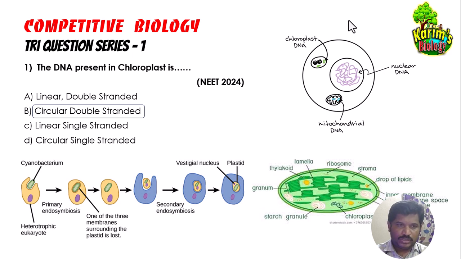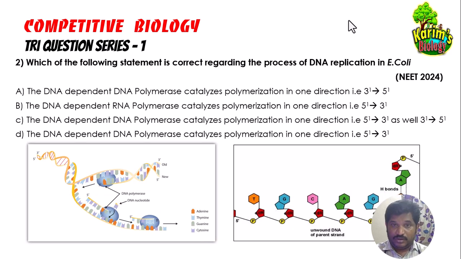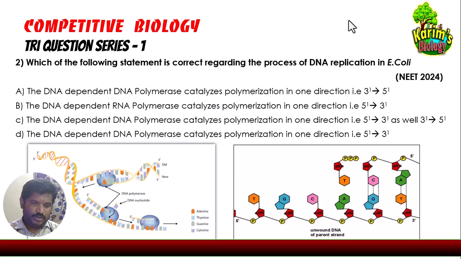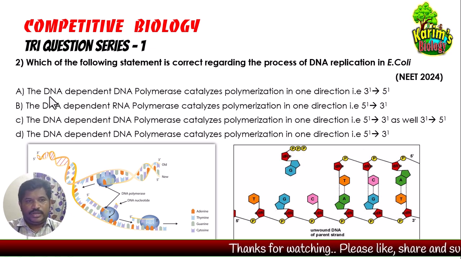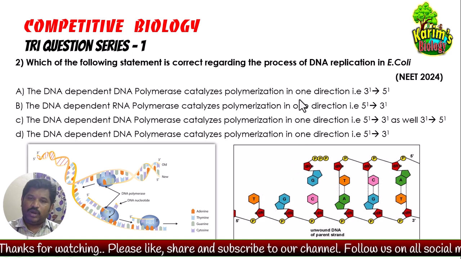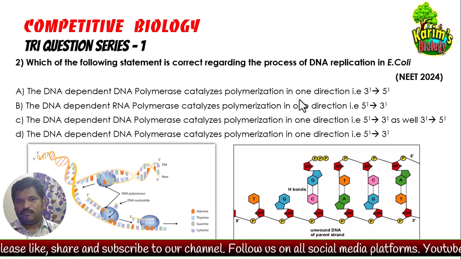Now let us move on to the next question, which is very interesting. So this is the question about the replication of DNA in E. coli. Which of the following statements is correct regarding the process of DNA replication in E. coli? So this is also another question that appeared in NEET 2024. Now let us look at the options. The first option is the DNA dependent DNA polymerase catalyzes polymerization in one direction, that is 3' to 5' direction.